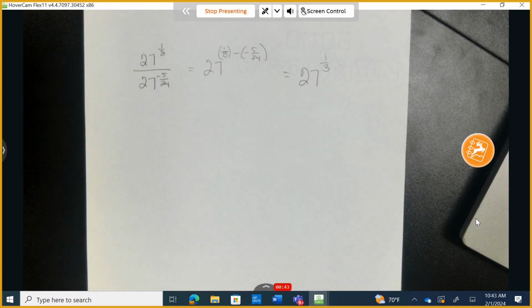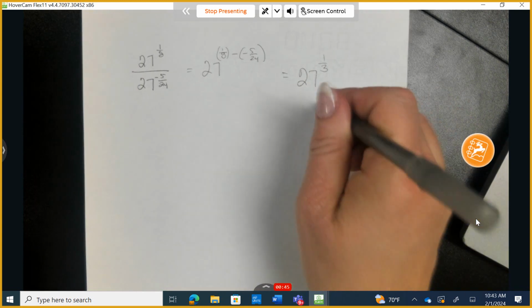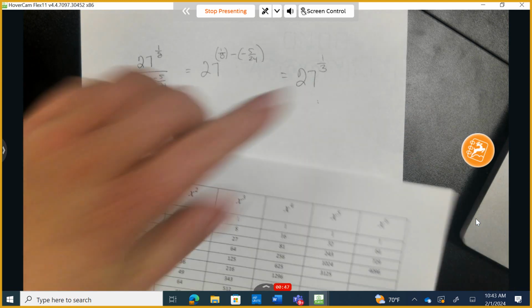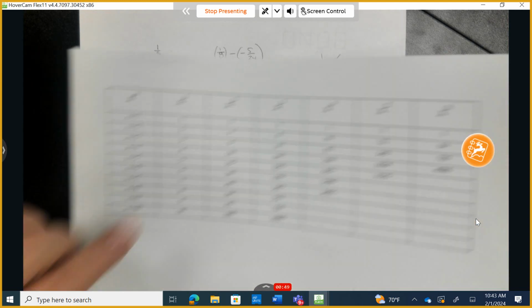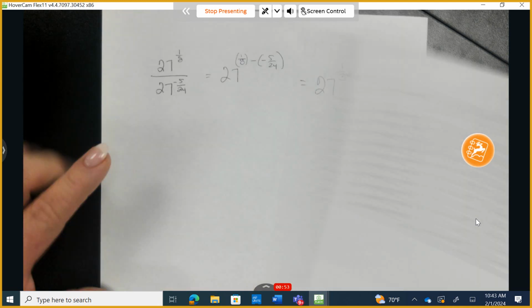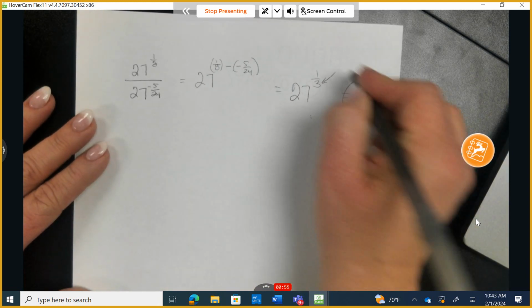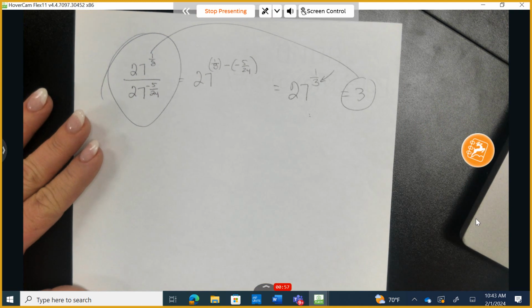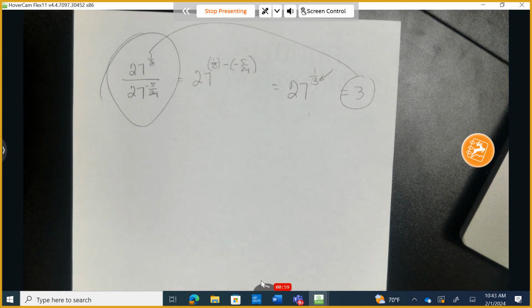Okay, now grab this paper. How do I evaluate this expression? I'm going to go to the third column. In the third column, I locate 27. I go off to the far left, and this is 3. That means this entire expression is equivalent to 3.